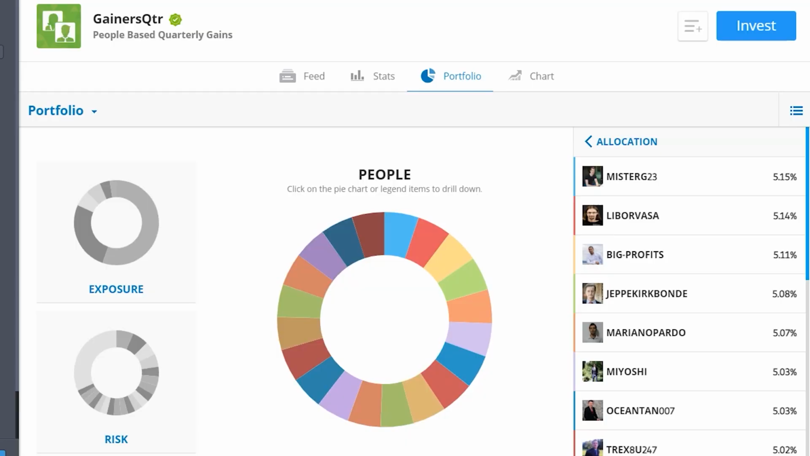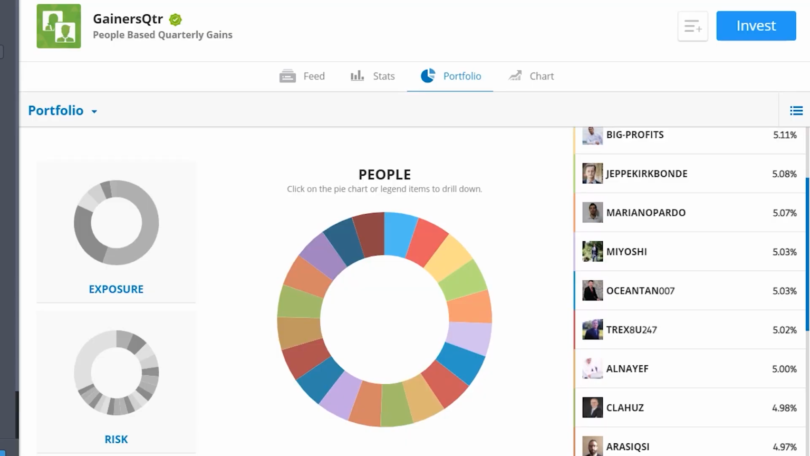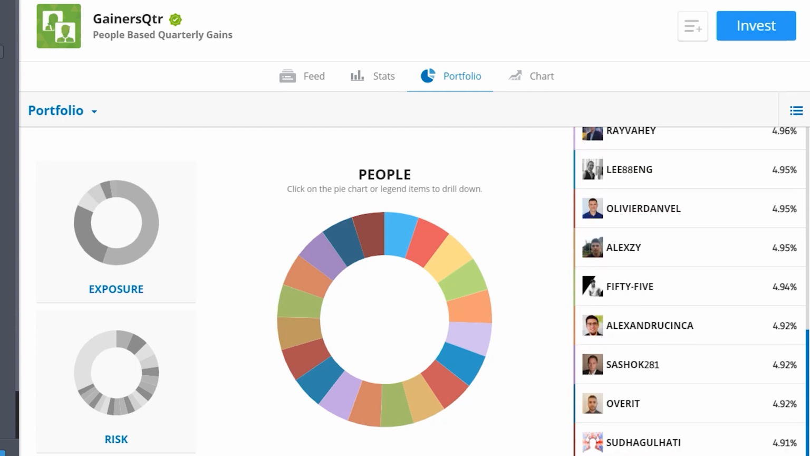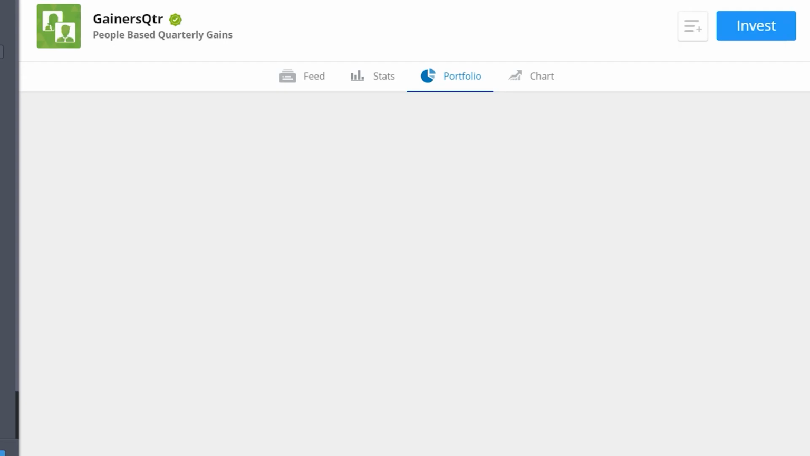It's not seeming like it's worth the money. I definitely wouldn't do this. So let's see if there's anyone I recognize. Right, so Gainers Quarter, Miyoshi and Ocean Chan. I mean, I've obviously heard of Jeppe. Oh my God, how many is there?